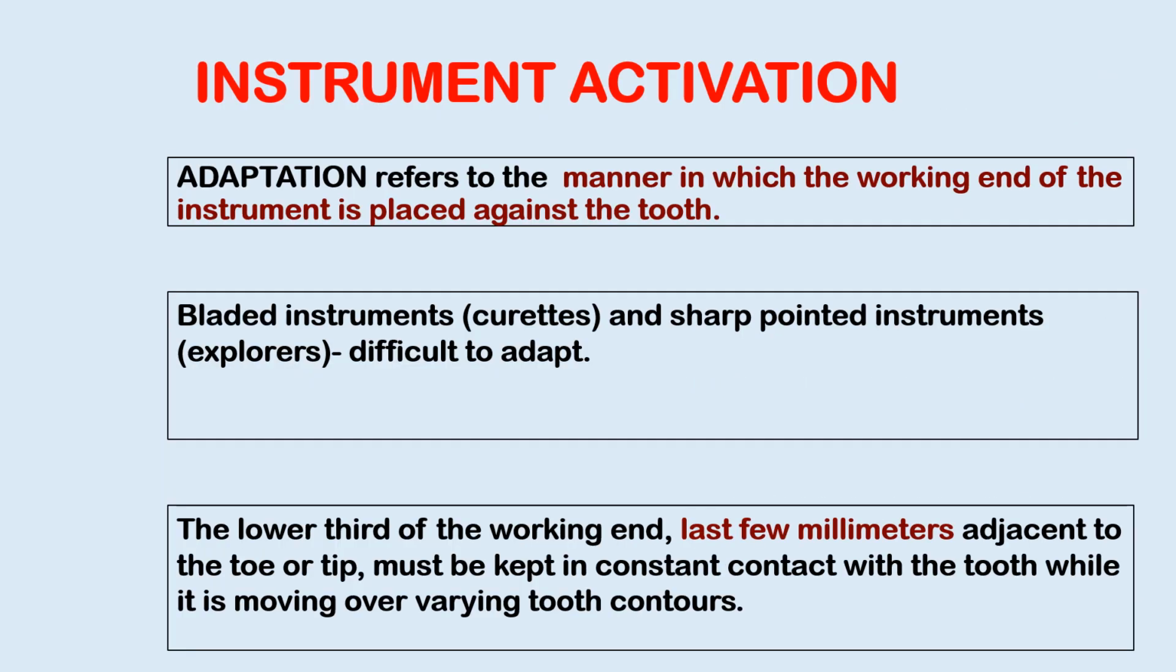So coming to the last component of principles of instrumentation, which is the instrument activation. In this, the main component is the adaptation, which refers to the manner in which the working end of the instrument is placed against the tooth. We have to be very careful while adapting bladed instruments like curettes and sharp pointed instruments like explorers, which are usually difficult to adapt, especially in subgingival areas. So for proper adaptation, the lower third of the working end of any instrument has to be kept in constant contact with the tooth while it is moving over the varying tooth contours.